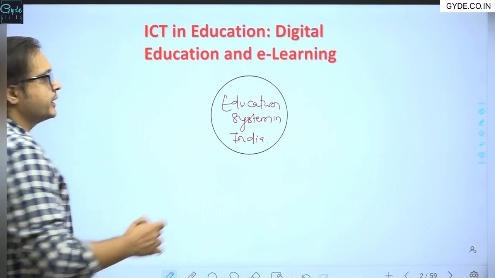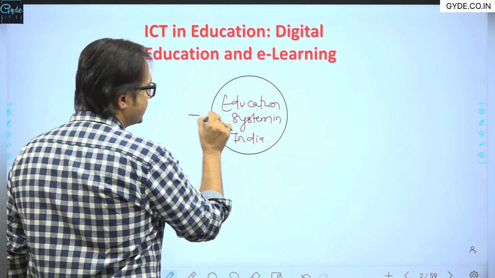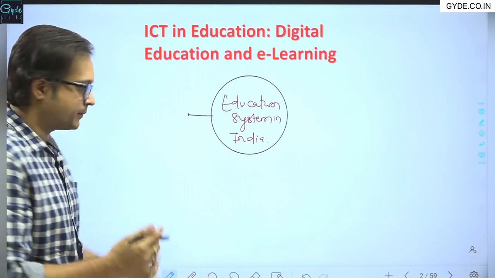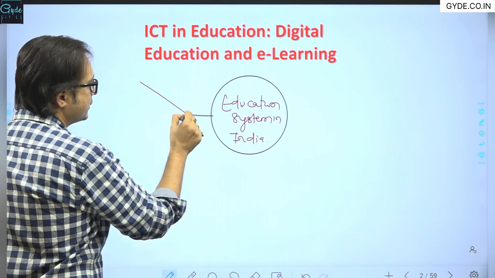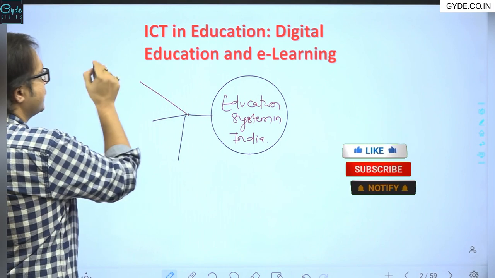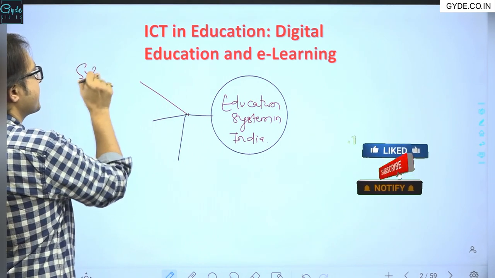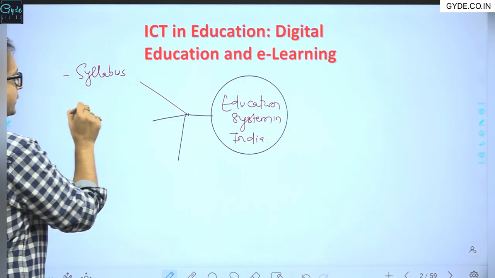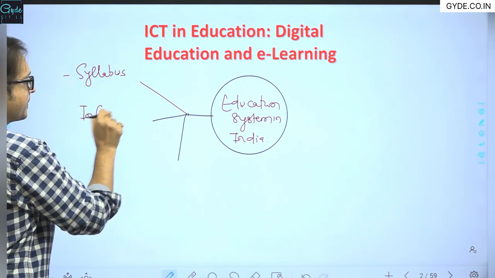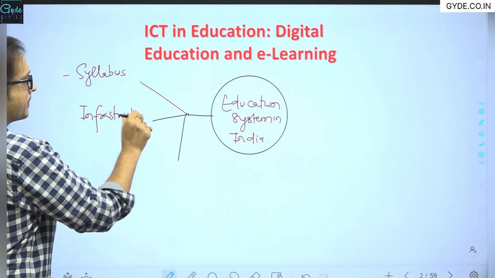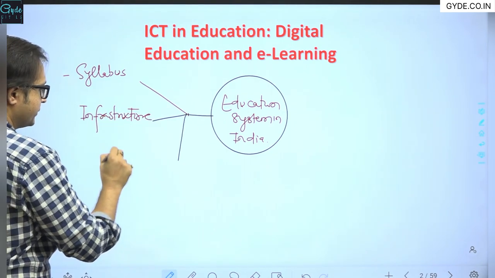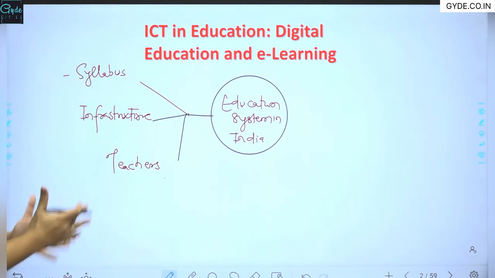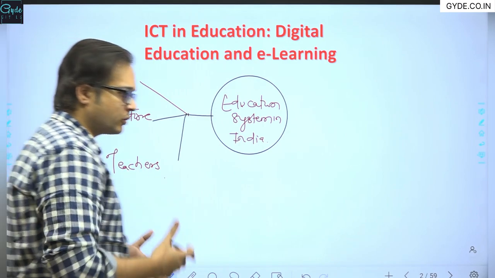The major problems that we see with the education system, the first and foremost problem is with the basic structure of the education system. Now that structure involves three major components. First is the syllabus, right? Second is the infrastructure. Third is the teacher, right? We'll discuss what all problems are there.